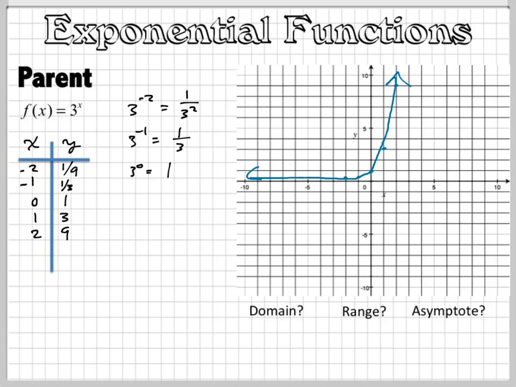I got a challenge for you guys. Give me a number that will make this line dip below the x-axis. I heard -12, so I'm going to try that. Let's see. If I plug in -12, what do I get? 3 to the -12 power. That would be 1 over 3 to the 12th power. That's a big number. So that's what we get if we plug in -12.